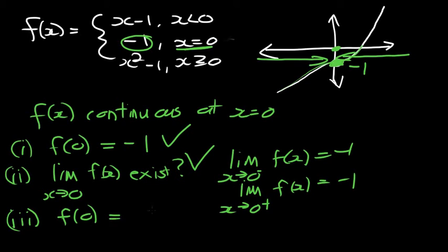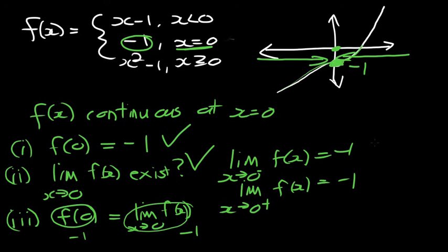f(0), is that equal to the limit of f(x) as x approaches 0? And it is, because f(0) is -1 and that limit tends to -1, so therefore you can see they are equal to each other, and therefore this function is continuous.